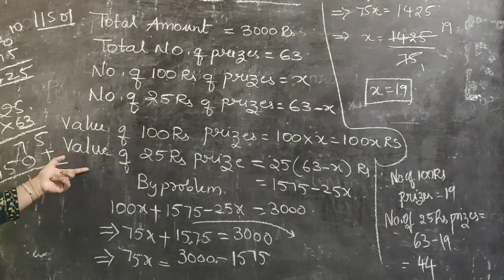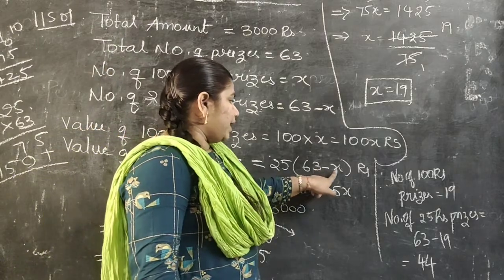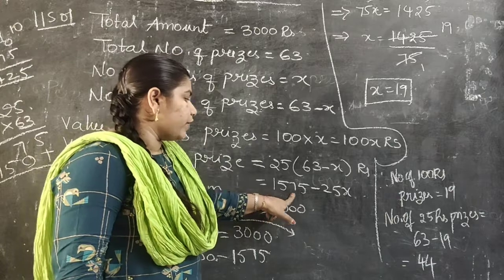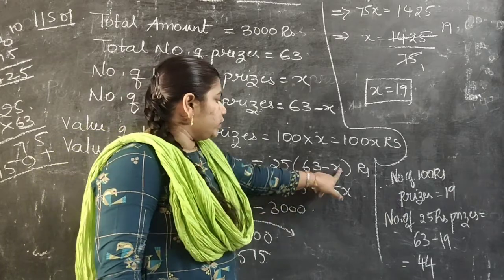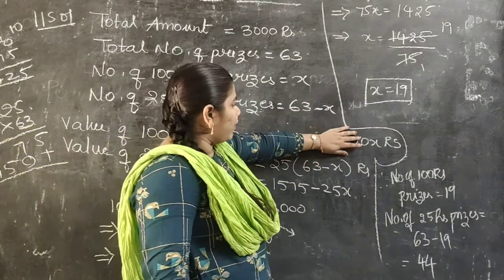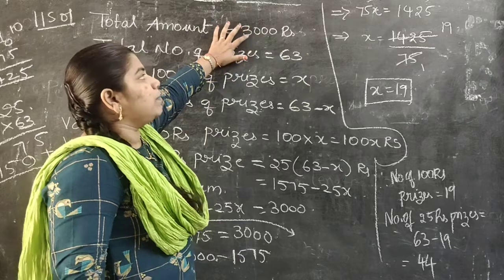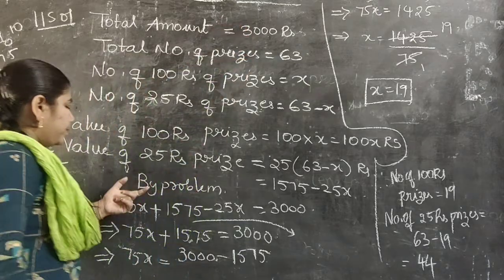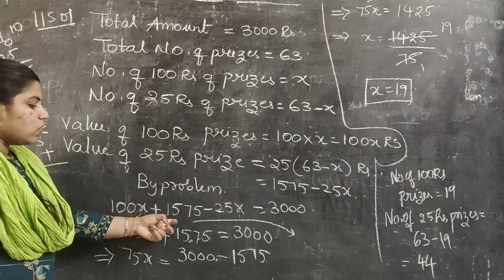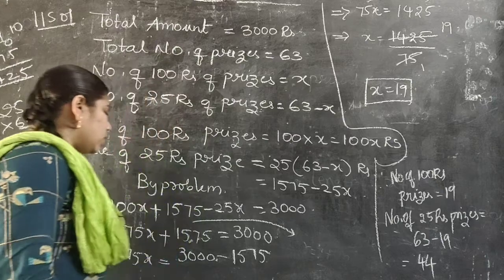Next is the value of 25 rupees prices. That will be 25 into (63 minus X). 25 into 63 will be 1575, minus 25 into X will be 25X. Now, if you add the value of 100 rupees prices and 25 rupees prices, the total amount is 3000 rupees. So by the problem, add these two values, that is 100X plus 1575 minus 25X is equal to 3000.